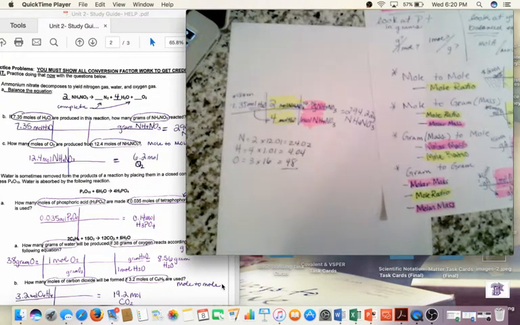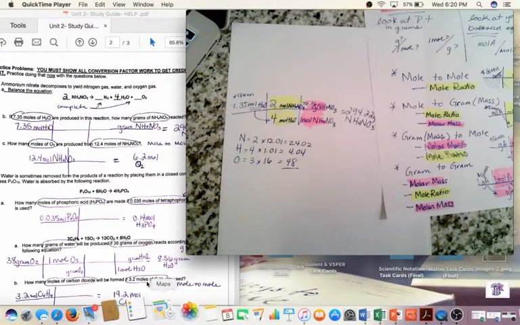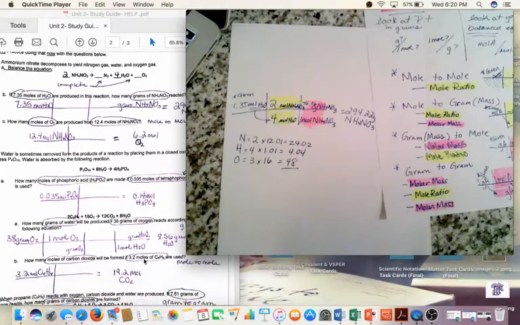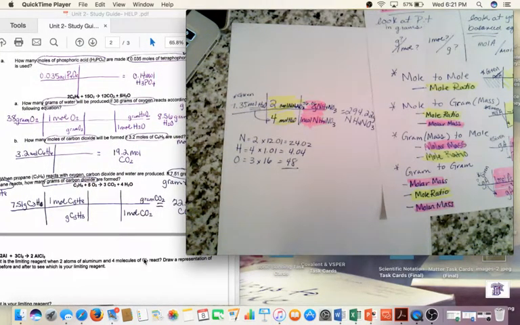So that is a mole to gram conversion. For you guys to be able to do this, all you need is a balanced chemical equation and a periodic table. All right, next one, because I'm going to do 2 on here. The next one I'm going to do is this one.